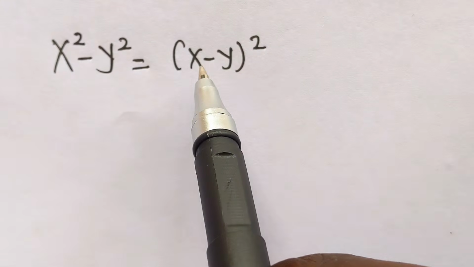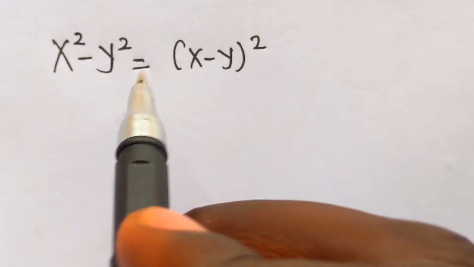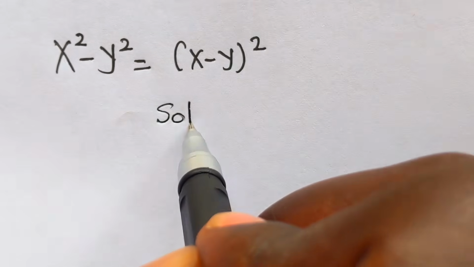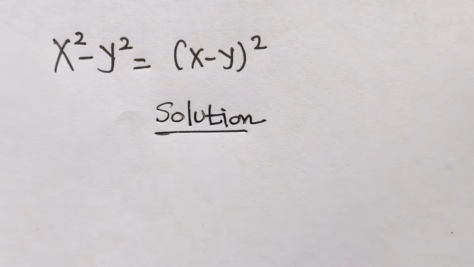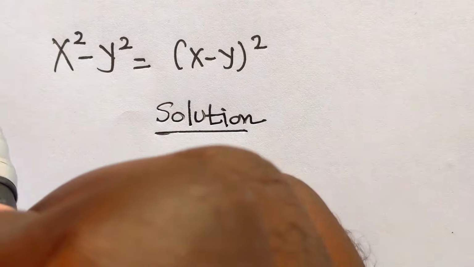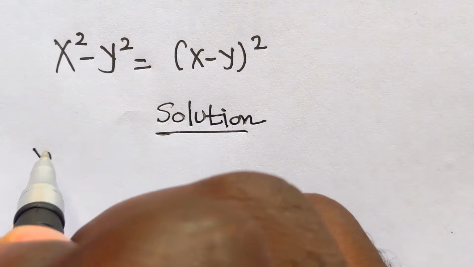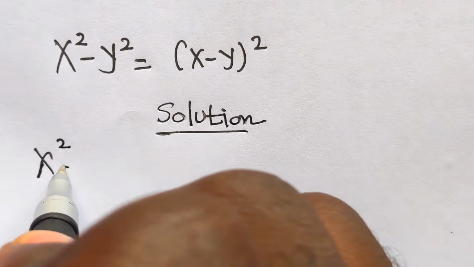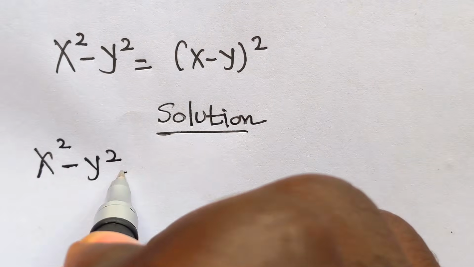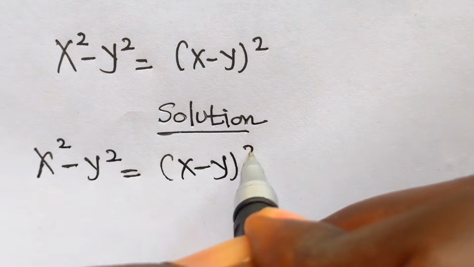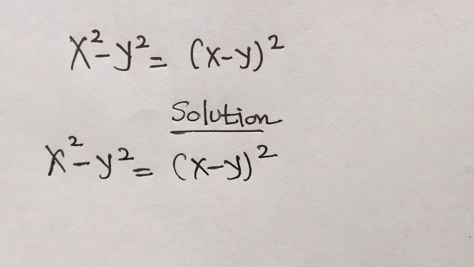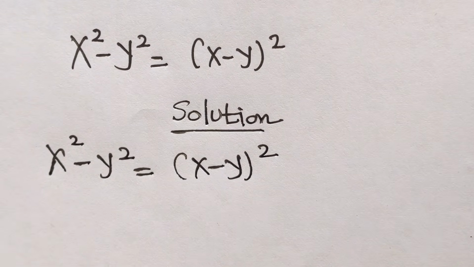x squared minus y squared is equal to (x minus y) squared. Solution: by copy what we have, x squared minus y squared is equal to (x minus y) squared. And of course here we are supposed to find the value of x and y.